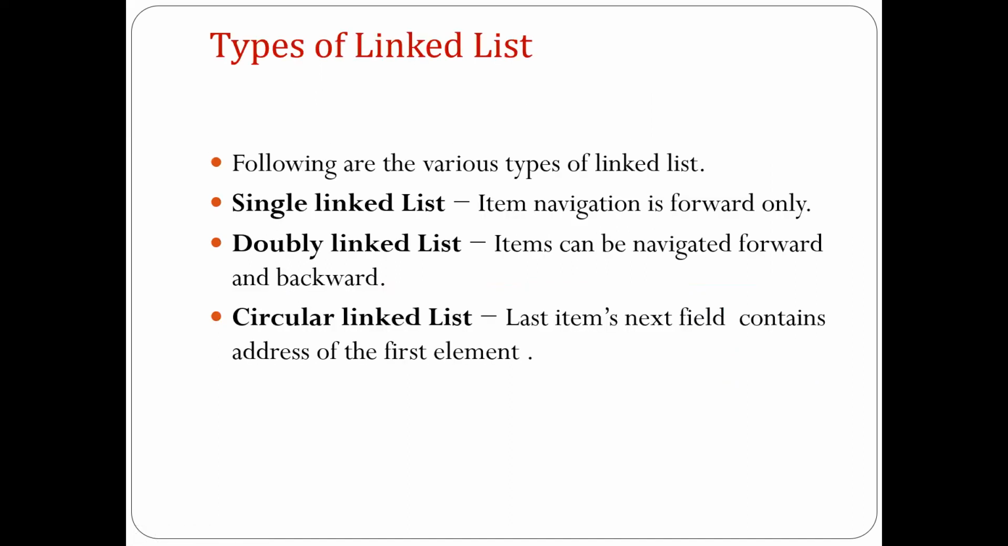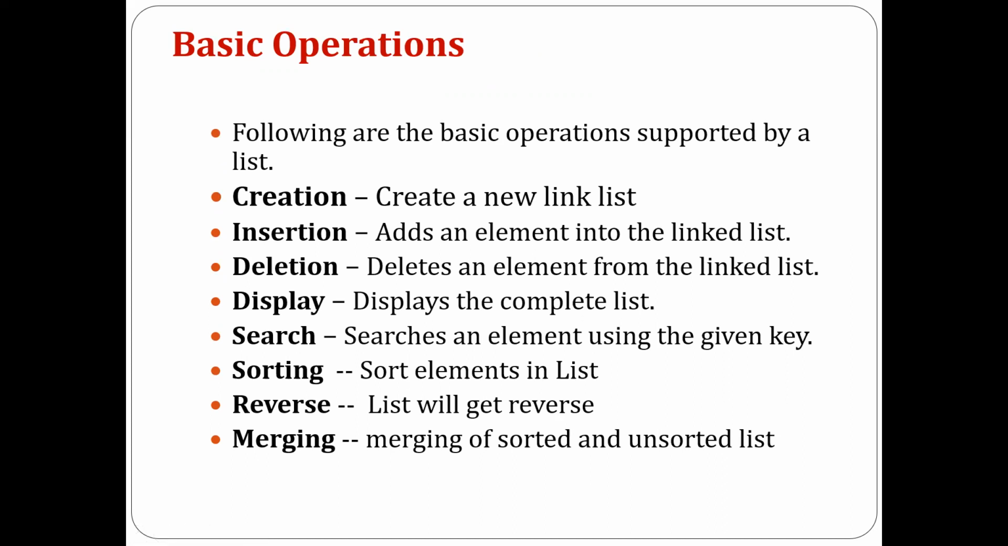There are different types of linked list: single linked list, doubly linked list, and the circular linked list. So in this video, we'll see in detail about the single linked list. If you understand this, then you can easily relate the same concept with the doubly linked list and the circular linked list. These are some operations which we can apply: creation, insertion, deletion, display, search, sort, reverse, merge. These different operations we can apply on any type of linked list.